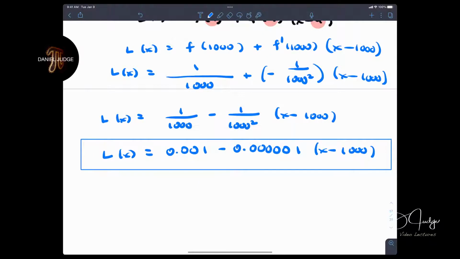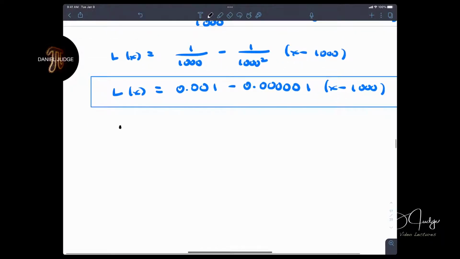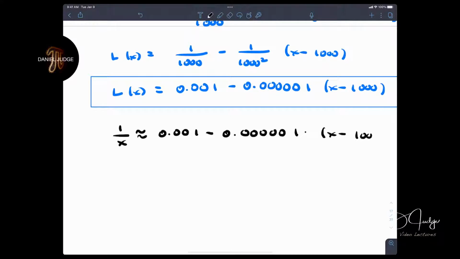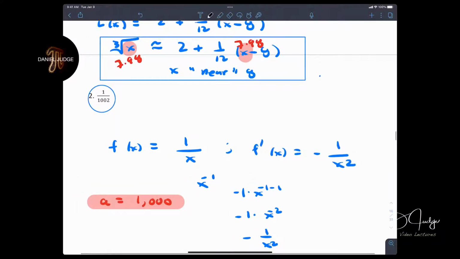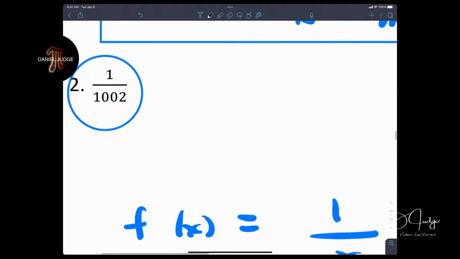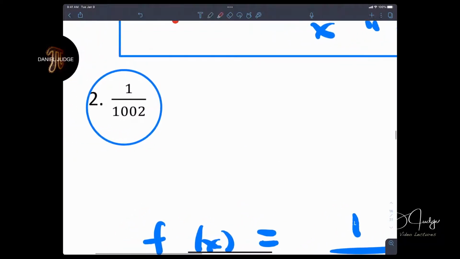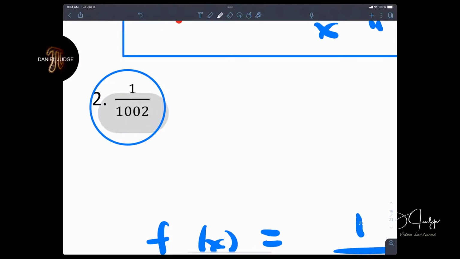Okay, so we're going to approximate 1 over x. So this function is approximately 0.001 minus 5 zeros and a 1, times x minus 1,000. That's the whole idea. So the original question now is to approximate 1 over 1,002. This is what they're asking here. So this value here now is what we're going to use. This is our x value, 1002.